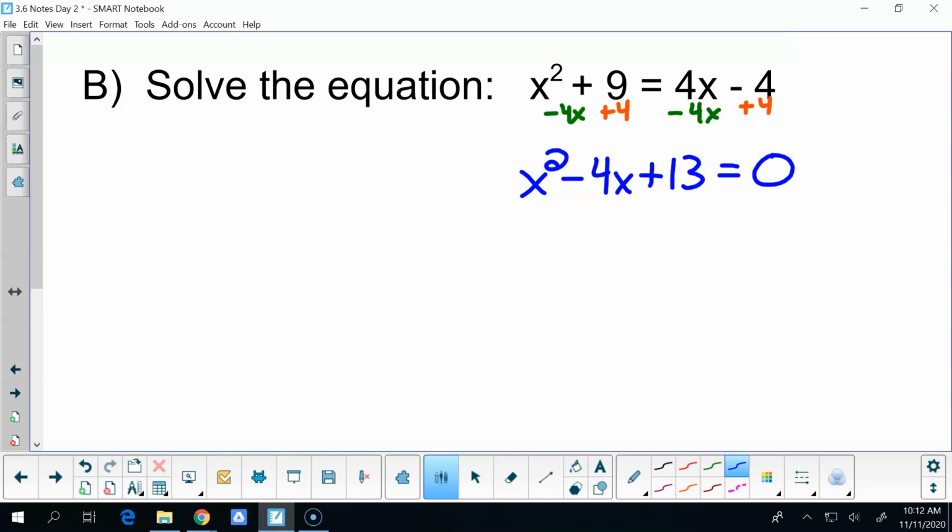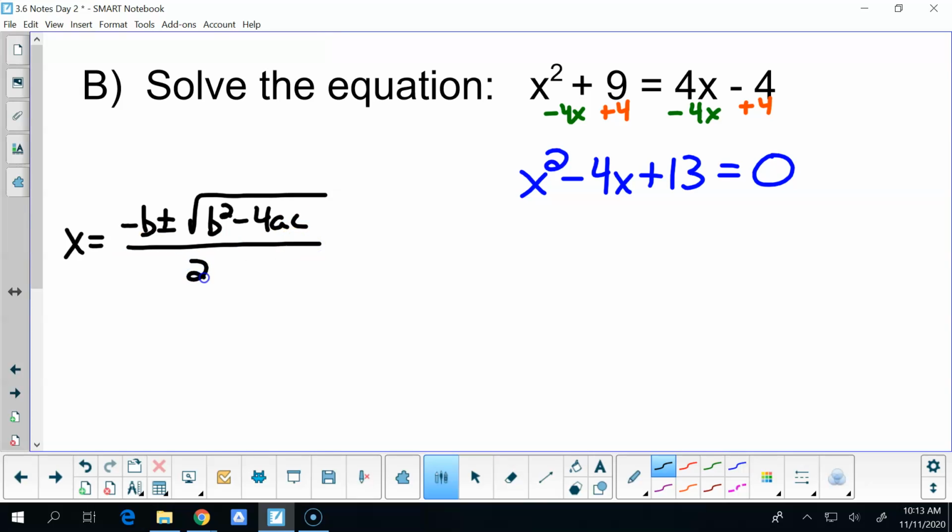If we could factor, we'd factor. There are not two numbers that multiply together to be 13 and add to be negative 4. So we can't factor this particular one. If we can't factor, then we have to use our old friend, the Pythagorean, or not Pythagorean theorem, the quadratic formula. No idea why I have the Pythagorean theorem in my brain. So we've got to use that.